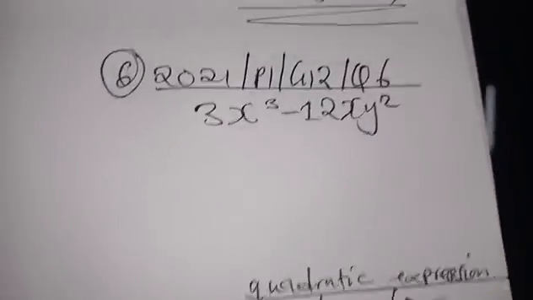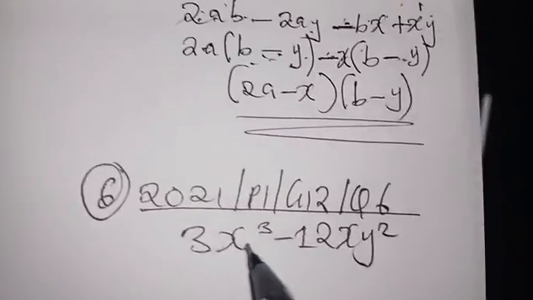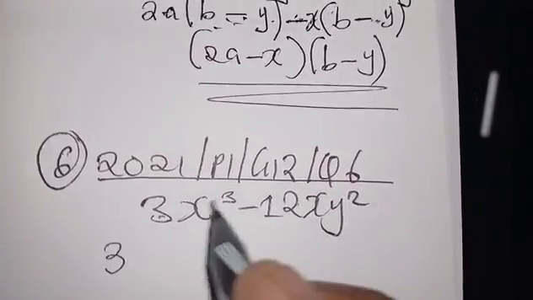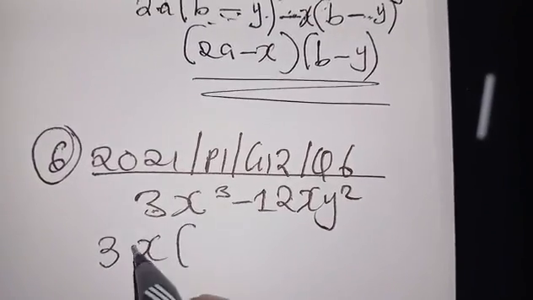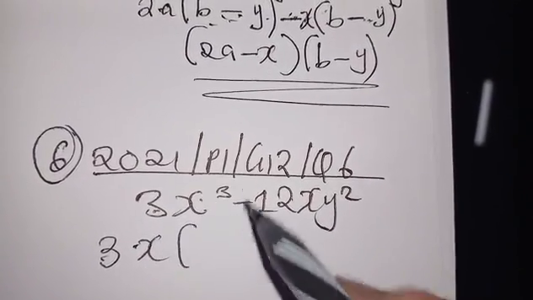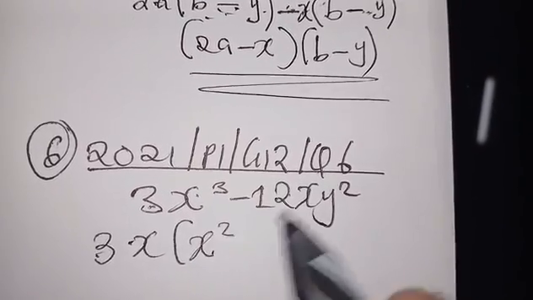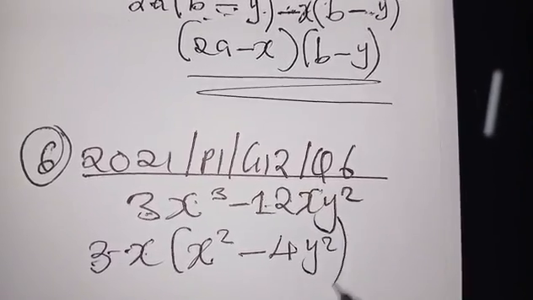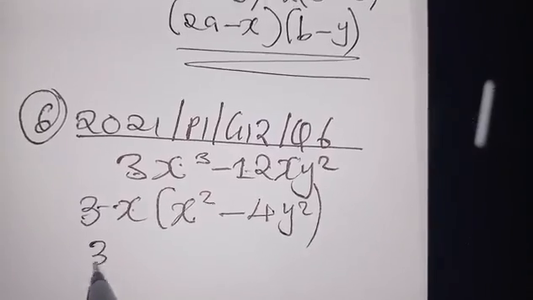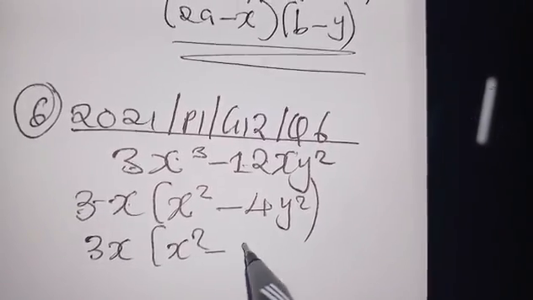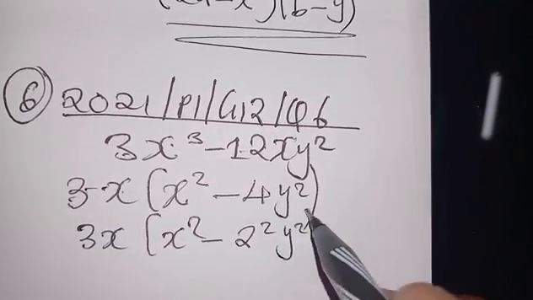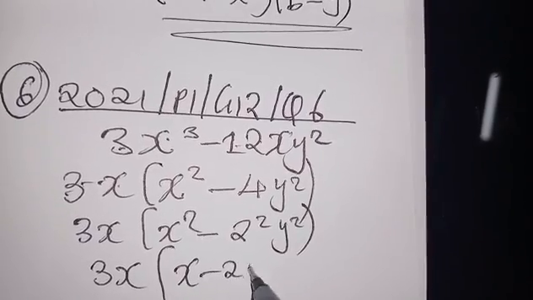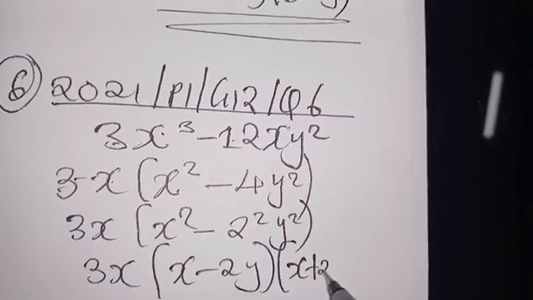Okay. So you come to this one. The highest common factor of 3 and 12 is 3. Then x is also common. So you do this. 3x into 3x cubed, you remain with x squared. 3x into 12x, remain with 4y squared. Then you find the square root of 4. So the square root of 4 is 2. So you write it like this. Then you break them. You say x minus 2y and x plus 2y.